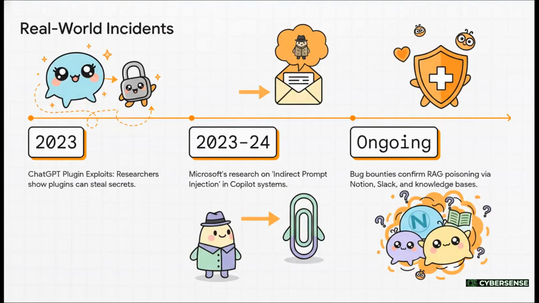Back in 2023, researchers showed how even ChatGPT plugins could be tricked into stealing conversation data. More recently, Microsoft's own research team proved that a simple email could carry a hidden prompt to hijack a Copilot assistant. And right now, bug bounty programs are seeing a constant stream of reports about RAG poisoning in company knowledge bases, tools like Notion and Slack. This is an active threat, and it's evolving fast.